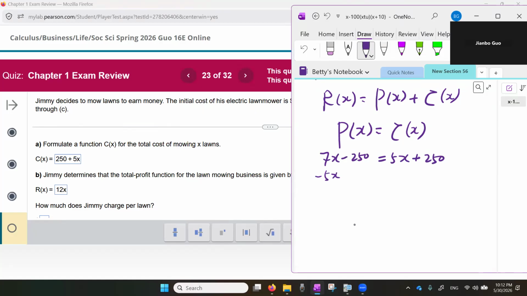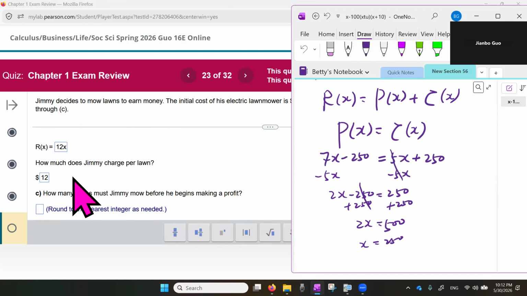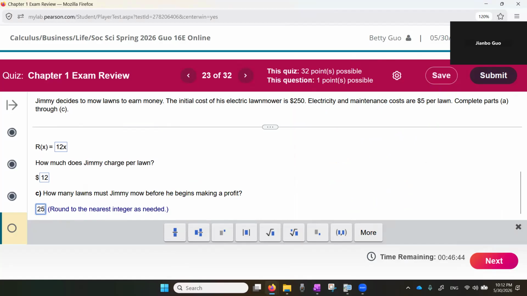Minus 5x, minus 5x. 2x, plus 250, plus 250, 500. So x is 250. He has to mow 250 lawns in order to break even.